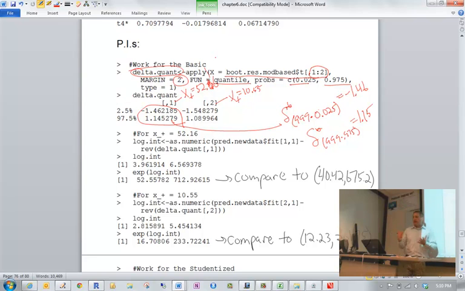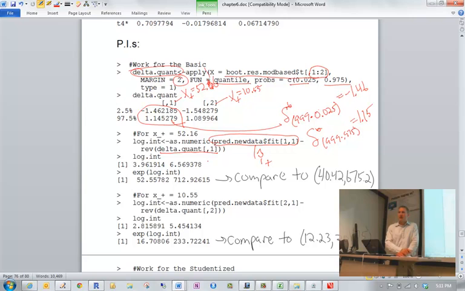So let's now find the interval on the log scale. What I'm going to do is take my actual y hat plus out of pred.new data, subtract off then the corresponding quantiles that I just calculated. I use the rev function to help me do this.